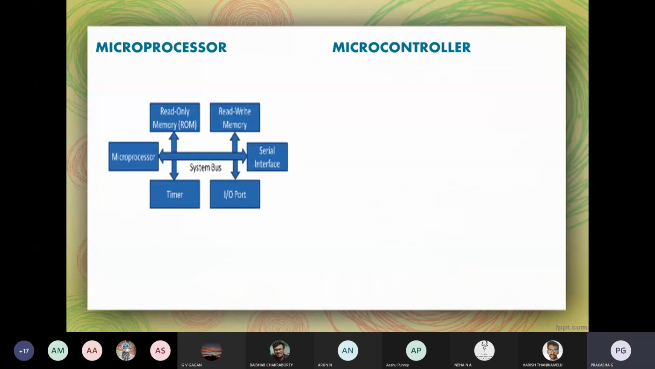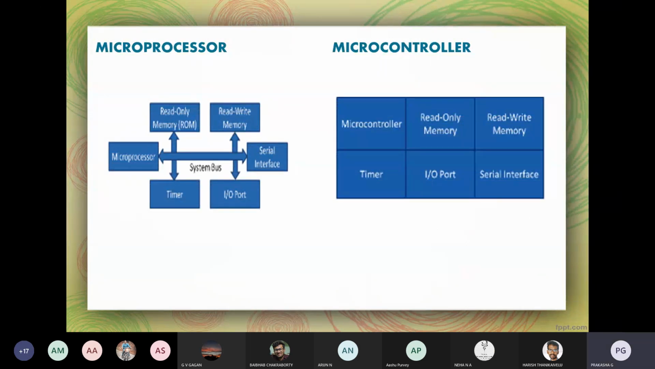See this architecture or the diagram. Just by seeing the diagram itself, you can find out how microprocessors and microcontrollers differ. So it is better to write this diagram also when you are having a question on what is the difference between microprocessor and microcontroller. So you can write the diagram.